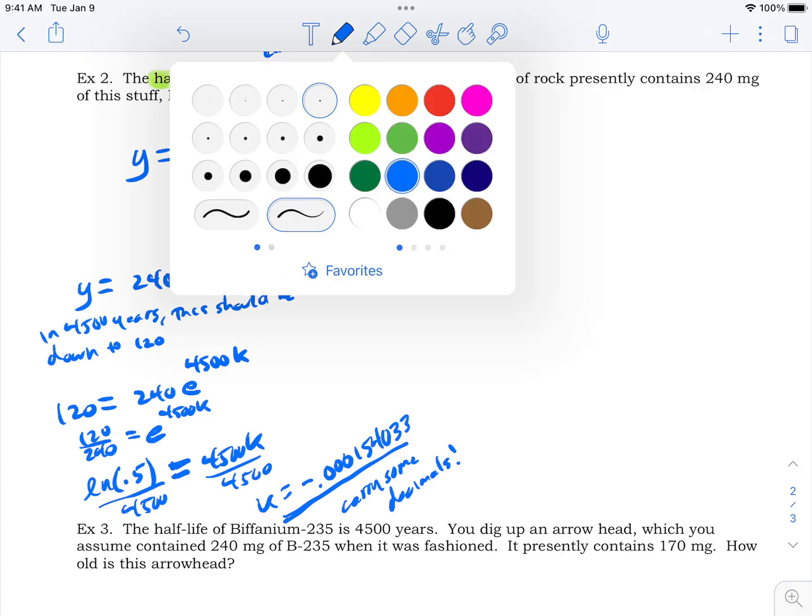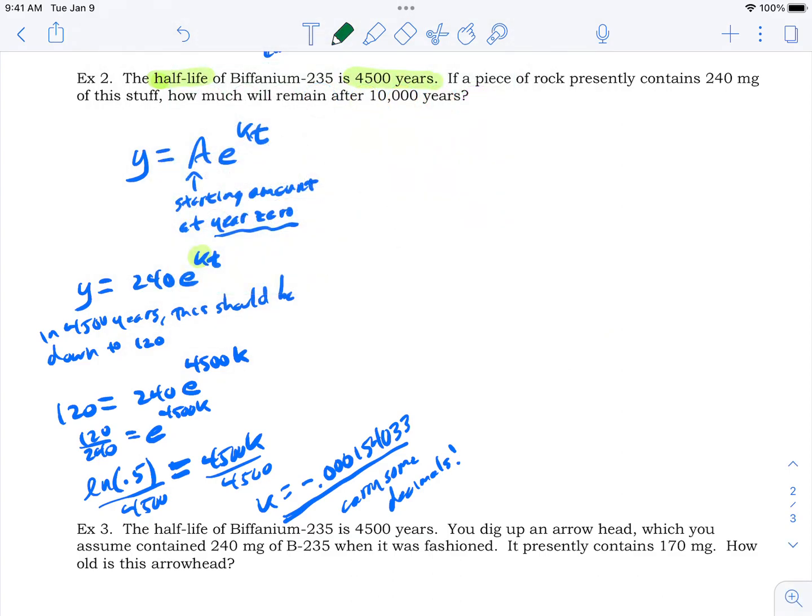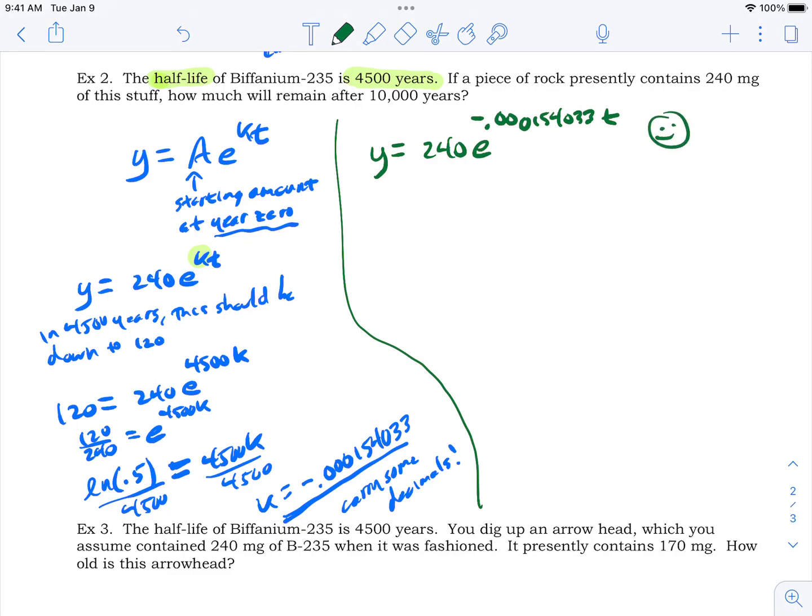Anyway, notice we've got the equation all finished now. So I've got y equals, remember the beginning amount was 240, and we just found that our k is equal to, and this is the hard part right here, is having to copy down your k. Negative 0.000154033 times t. There's our finished formula. That's a happy result. And now we can use that to make predictions.